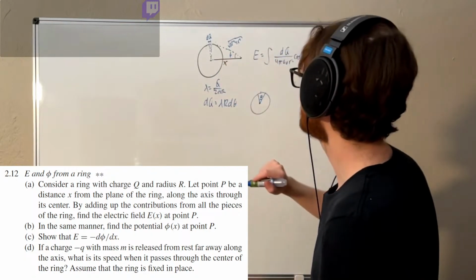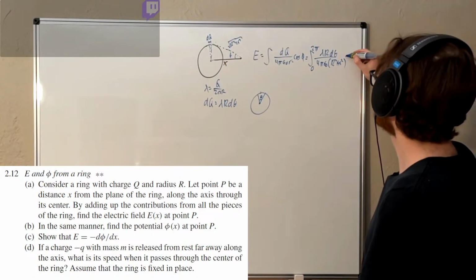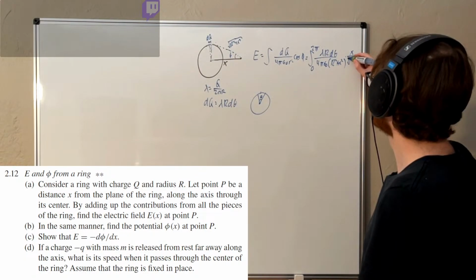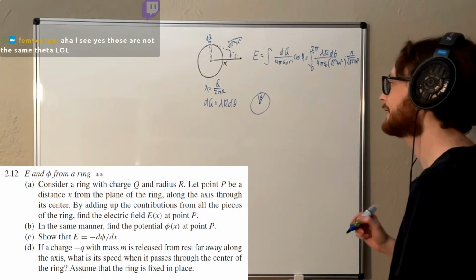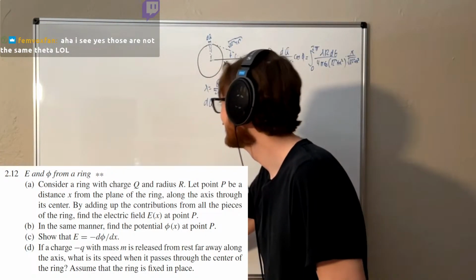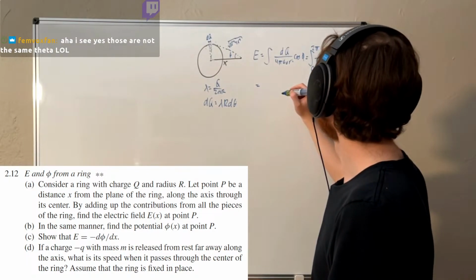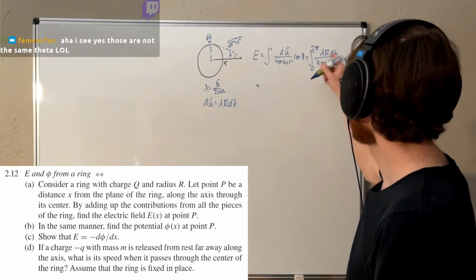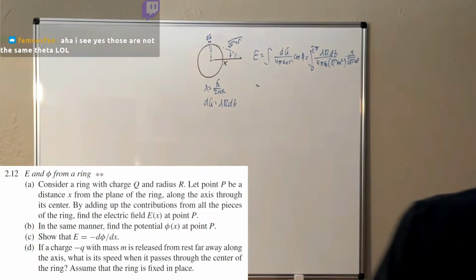Because like that angle phi, it's not changing. So all that really happens in this integral is we multiply by 2 pi. We don't have any thetas anywhere.